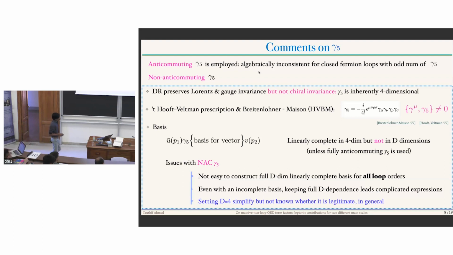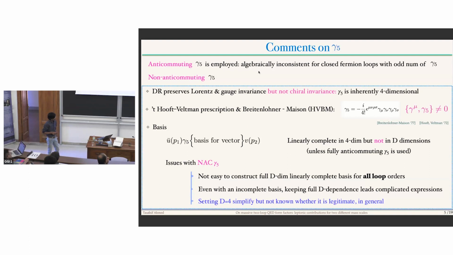So in principle, whenever we have a gamma 5, you can decompose your amplitude exactly the same way as you do for the vector part. You just multiply by 1 gamma 5. But the problem is that this kind of decomposition is linearly complete in 4 dimensions, but in general it is not linearly complete in D dimensions. That one can easily show.